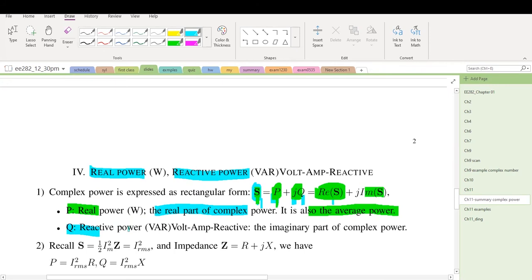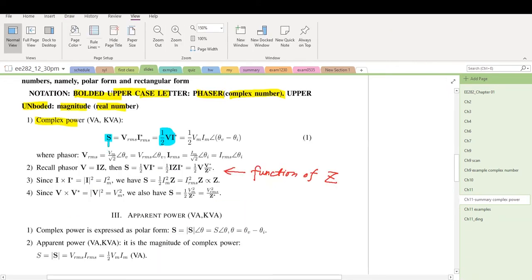The reactive power is the imaginary part of the complex power. The unit is VAR, so volt amp reactive. If we look at the complex power, this is one expression: S equals half V conjugate I.